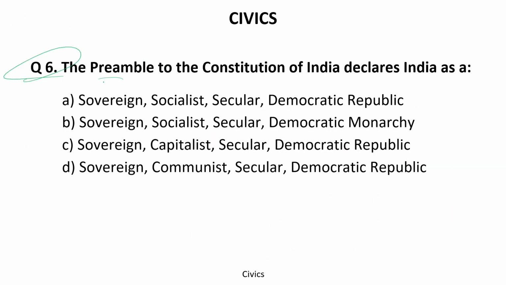Question number 5 we have. The preamble to the Constitution of India declares India as a sovereign socialist secular democratic republic, sovereign socialist secular democratic monarchy, sovereign capitalist secular democratic republic, or sovereign communist secular democratic republic. You have 30 seconds to think and answer.